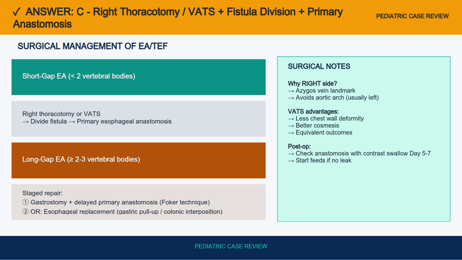For long-gap esophageal atresia of 2 or more vertebral bodies, a staged repair is needed, either using the Foker process with external traction sutures, or esophageal replacement using gastric pull-up or colonic interposition. A contrast swallow is performed on day 5 to 7 post-operatively to check anastomotic integrity before starting feeds.